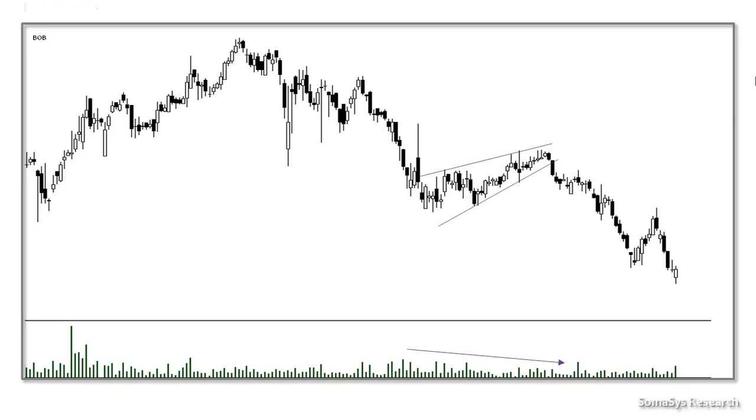Recall that at least 2 points are required to establish resistance and support lines. Price breaks this support line over here, suggesting us to go short, and the profit objective is calculated by measuring the net distance traveled from the highest peak over here to the trough over here and projecting the same downwards from this breakpoint, and the objective is met here.